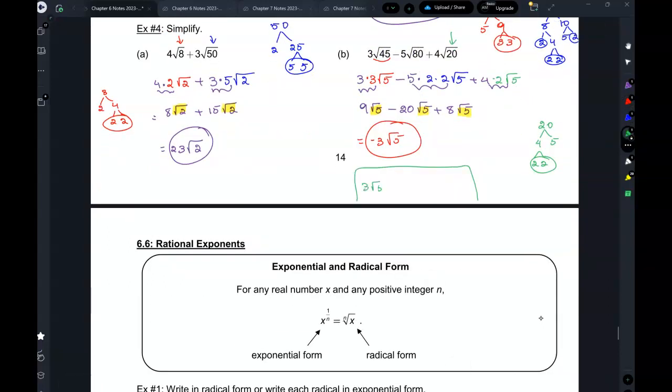Now, it could be that you end up with something like this: 3 root 5 minus 4 root 2 plus 7 root 5. In that case, you combine the like terms, right? So you would get 10 root 5 minus 4 root 2. That's very, very possible. Okay? Would it be like 3i root 5? No.